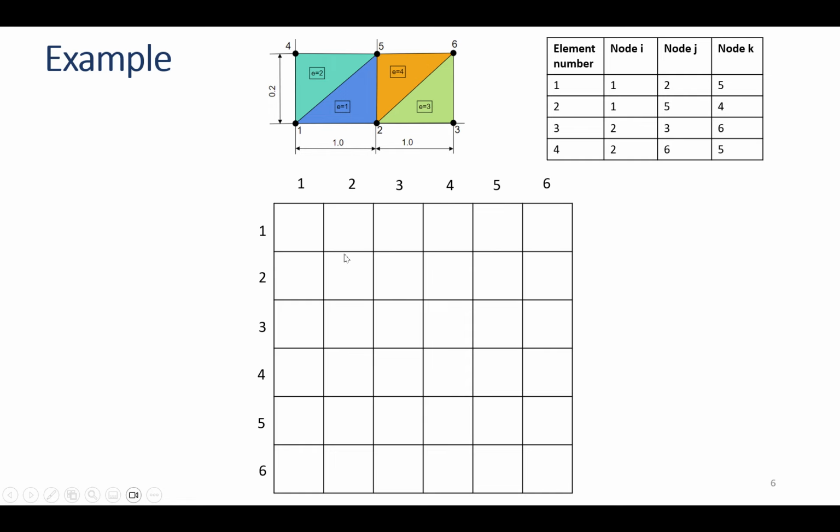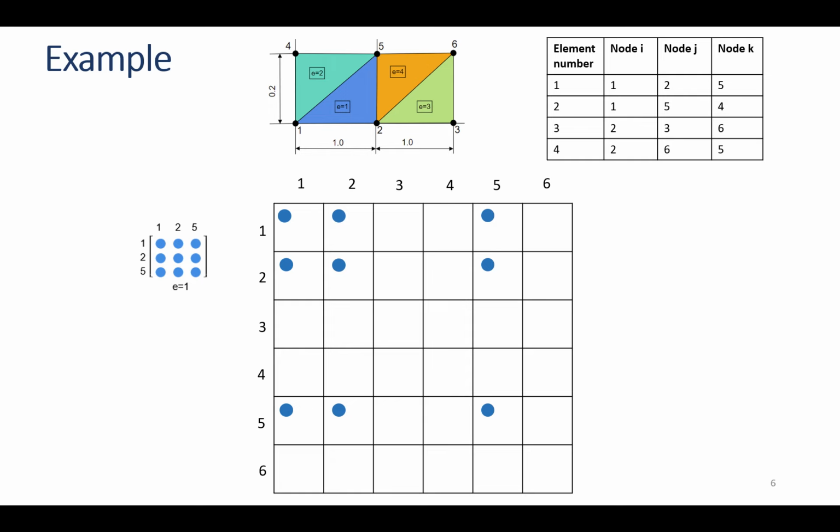Okay. Now if you look at element 1, element 1 is attached to nodes 1, 2, 5. That is, after we calculate the element stiffness matrix for element 1, all these 9 values go into rows 1, 2, 5 and columns 1, 2, 5. That is this. The procedure is exactly the same as what we have seen for the 1D problem.